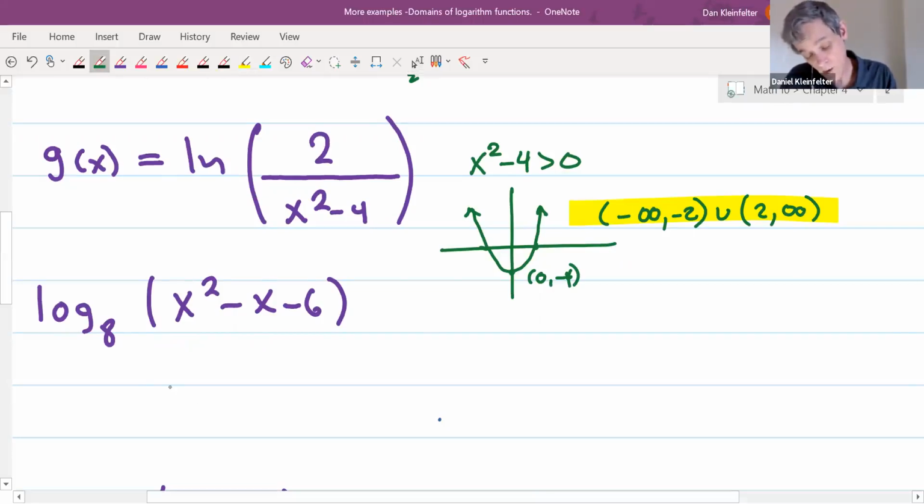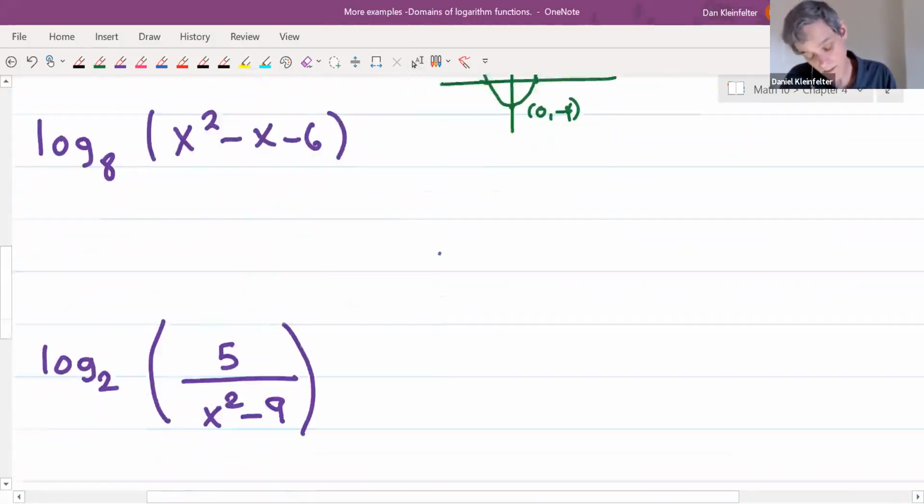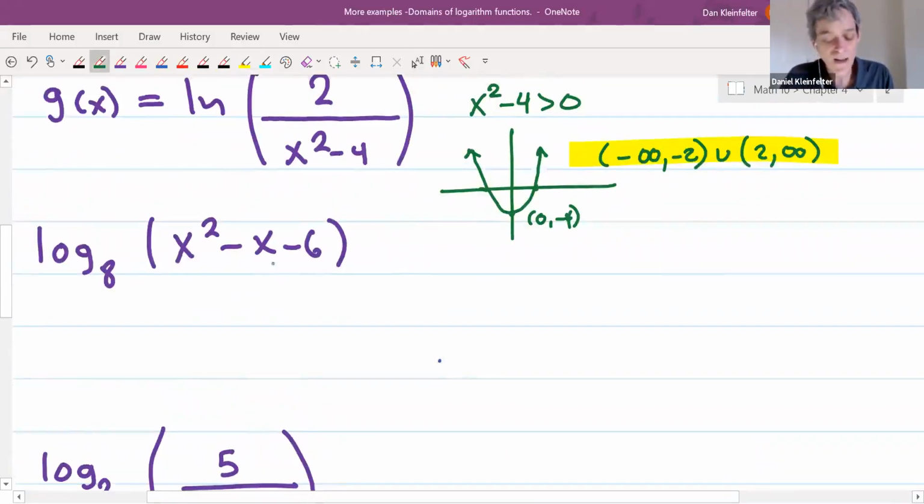All right, so let's try one more of these. So I guess we got 2 more. Here we have the logarithm of x squared minus x minus 6. So we need to know x squared minus x minus 6 is greater than 0.